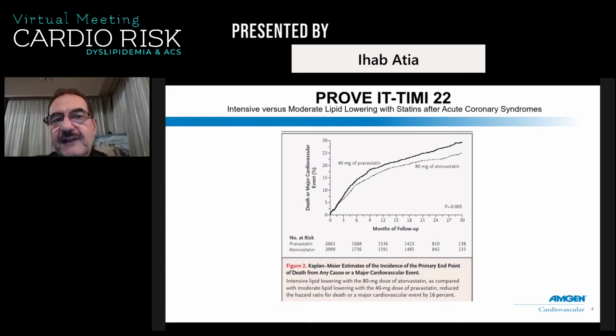Also, the PROVE-IT TIMI 22 trial, as we all remember, comparing intensive lipid-lowering using atorvastatin 80 compared to moderate using pravastatin 40 after acute coronary syndromes. And again, it showed an impressive reduction in death or major cardiovascular events. So this was, again, another trial.